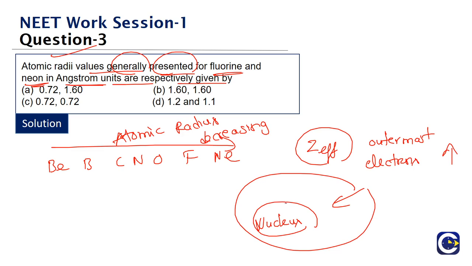Okay, but here there is a catch. What is it? If you look at the question statement, the atomic radius values generally presented for fluorine and neon. If you go by the normal atomic radius values, what is the conclusion we'll have? The fluorine radius should be more than neon. So if you look at these options, option A, fluorine is less. Option B, they both are given the same, not possible. Option C, they both are given the same, not possible. Option D, fluorine is 1.2 and neon is 1.1.